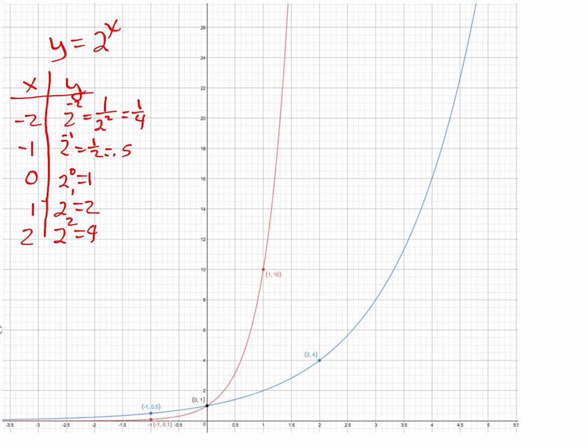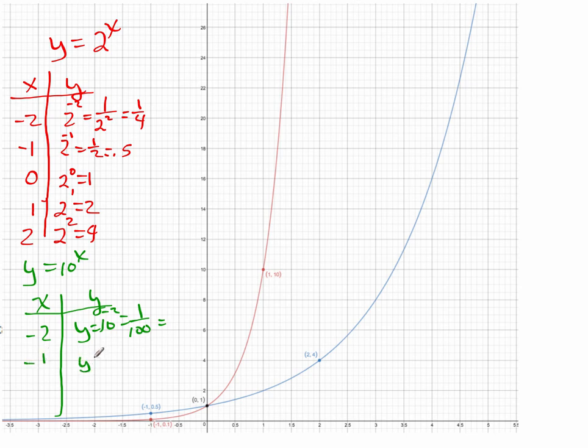Let me switch pen colors, and I will graph y is equal to 10 to the x. Let's see how these two curves differ. Let me just start by doing a few points. When x is negative 2, y is 10 to the negative 2, which is 1 over 100. Ooh, so that's very, very small. When x is negative 1, y is 10 to the negative 1, or 0.1. You can see that's very close to the x-axis again.